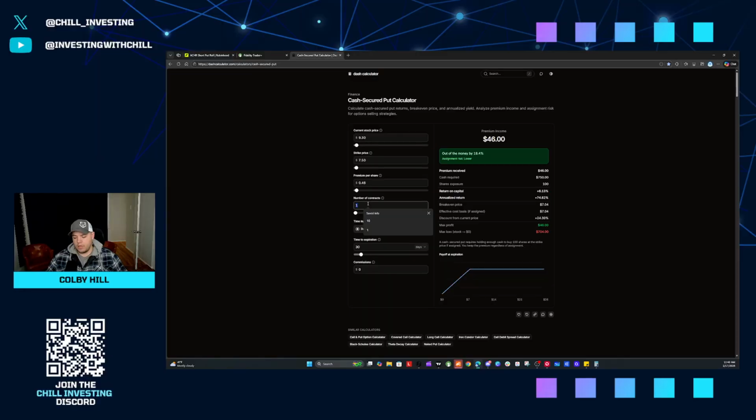Okay. Number of contracts, I'm thinking of 10. Expiration date was 03/20/2026. So even on my capital, that is a 6% return annualized. If I can do this every 30 days or so, that'd be a 72% return.